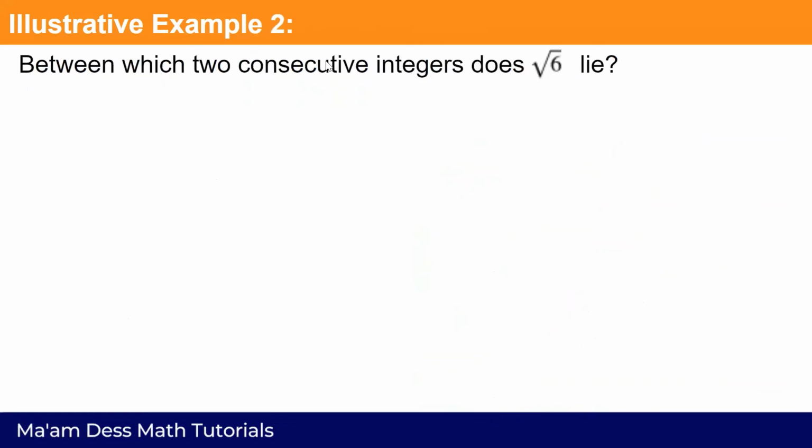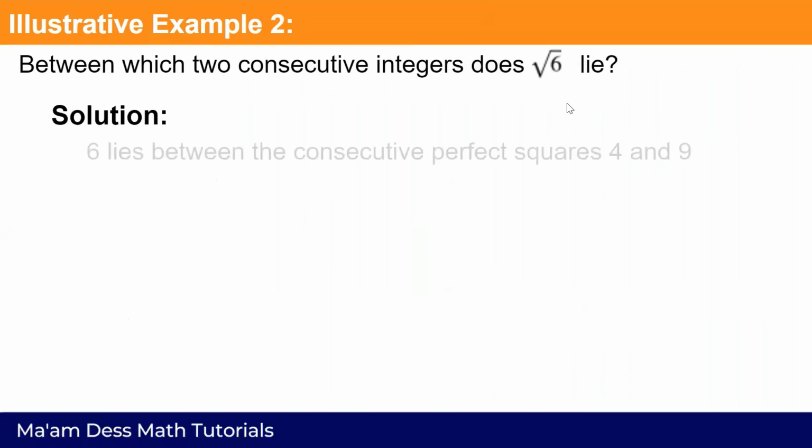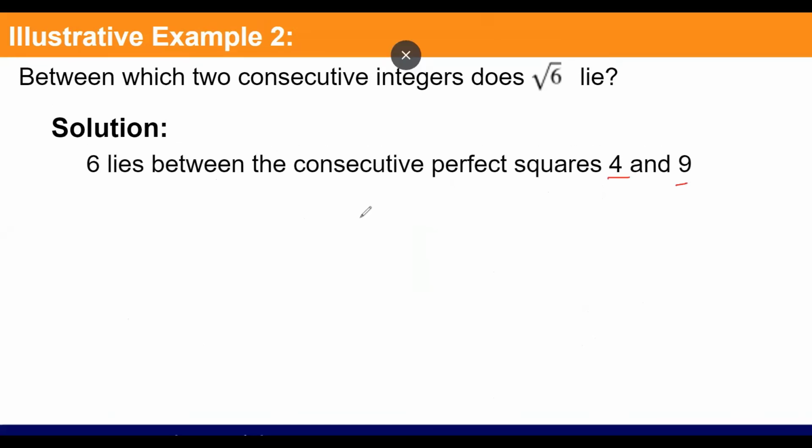Example 2. Between which two consecutive integers does square root of 6 lie? So, yung square root of 6, hahanapin mo yung dalawang perfect square wherein yung square root of 6 ay nasa gitna. Ano po ba yung dalawang perfect square? Ang dalawa pong perfect square na nasa gitna yung 6 ay 4 at saka 9. So, alam natin ang 4 at saka 9 ay perfect square. So, nasa gitna, of course, yung 6.